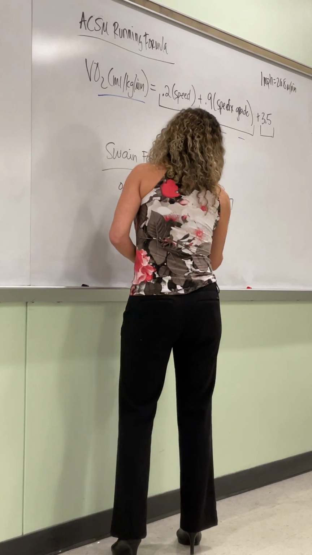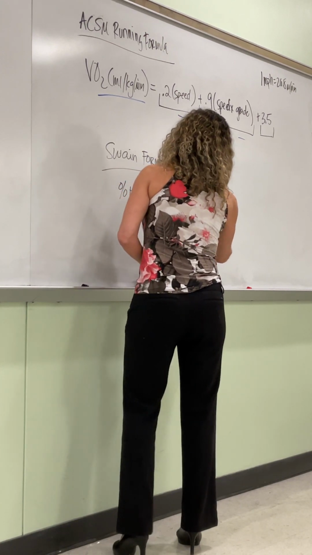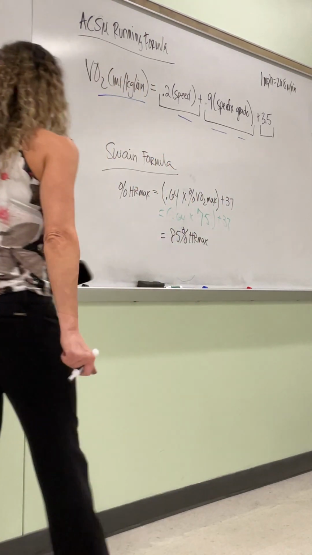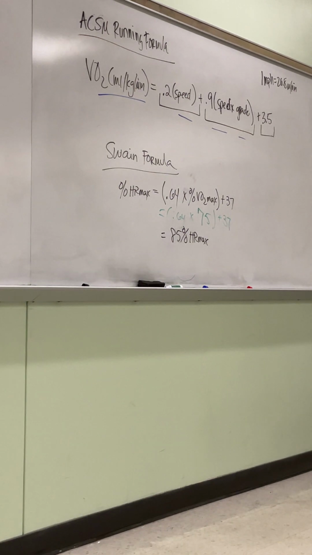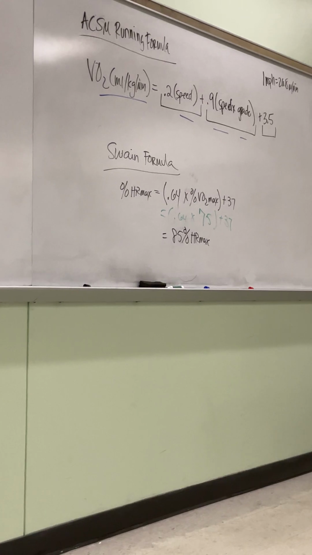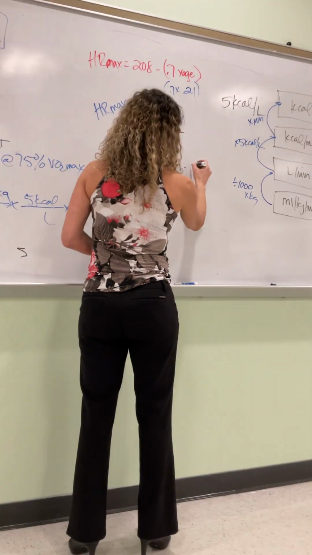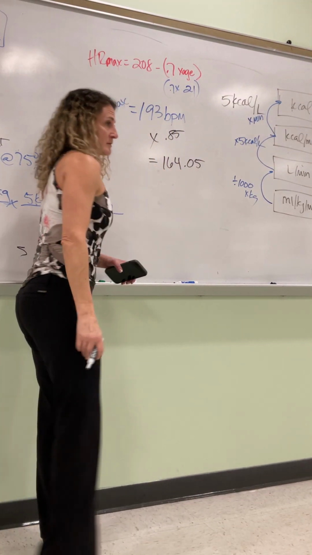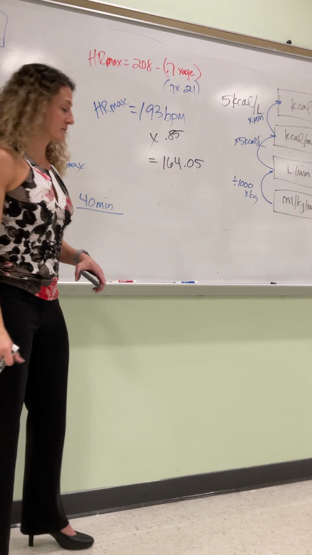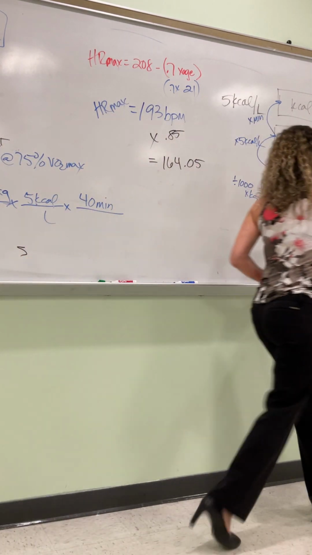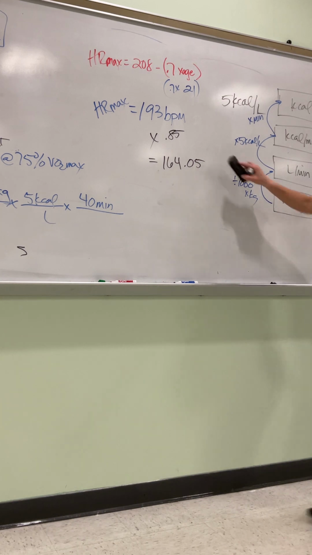Okay, so what is this 85? This is what percent of her heart rate max I want her at. What's her heart rate max? I'm gonna take 85% of it. 164.05. Okay, I'm not concerned about 0.05 of a heartbeat.